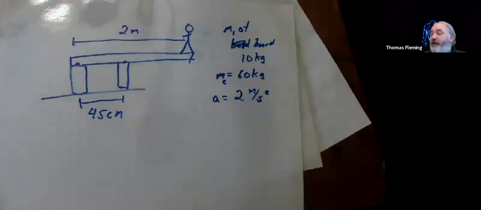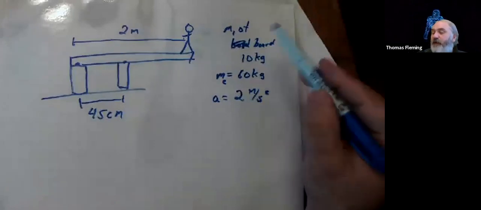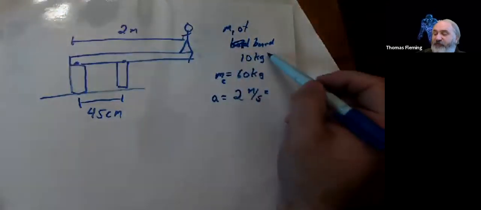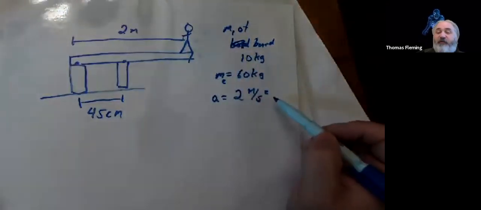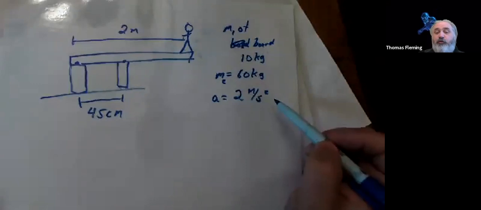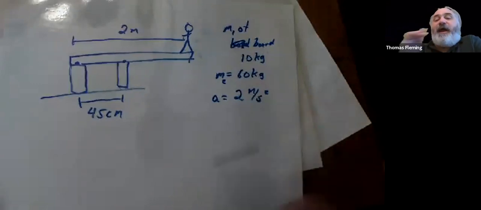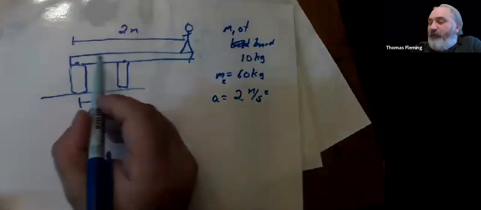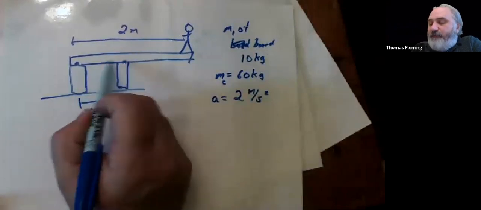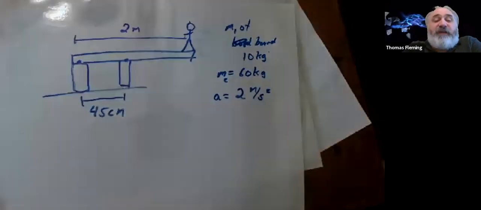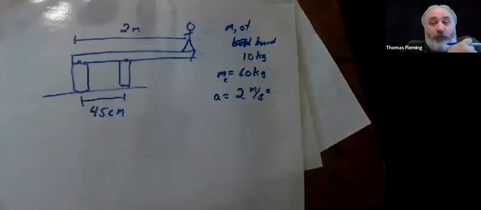So that's what we've got. A 60-kilogram diver at the end of a 2-meter-long diving board with a mass of 10 kilograms. He is in the process of jumping upward with an acceleration of 2 meters per second squared. And what I want to do is figure out how much force I have to generate from those two stands in order for the diving board to stay stationary.